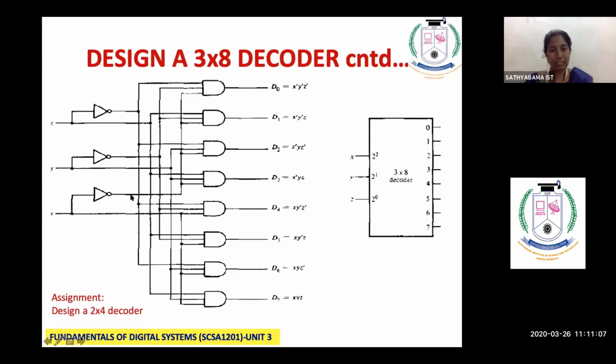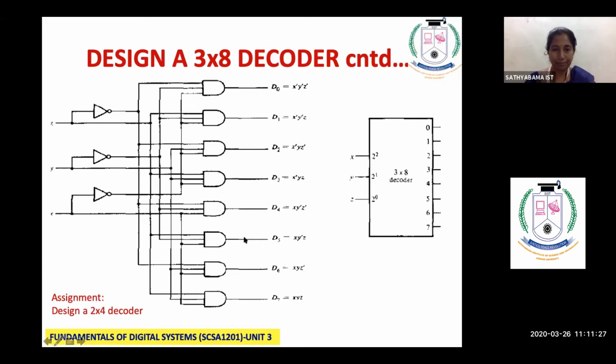So X dash, he wants, so NOT gate, connected. He wants Y dash, connected. Z dash, connected. I think already you know, but I'm emphasizing it again. If you have a connection, then you should put a dot over here in order to insist that from here it is connected. Okay, Amma?